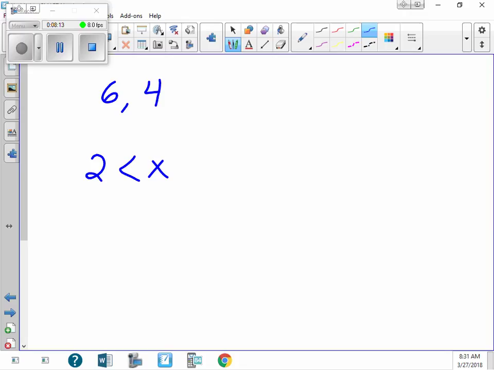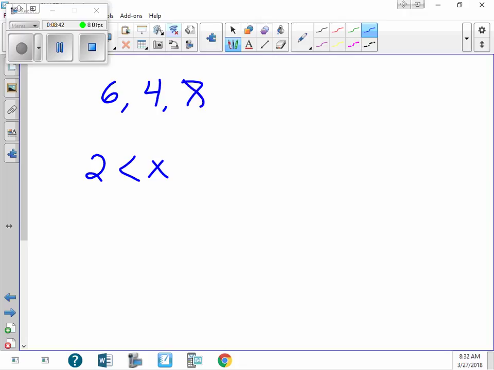Can it be 6? If it's 6, so if I put a 6 here, 4 plus 6 is bigger than 6. So 6 works. Can it be 7? Yes, because 4 plus 6 is bigger than 7. So now I've kind of switched roles. It's no longer one of the short sides, it's the long side.